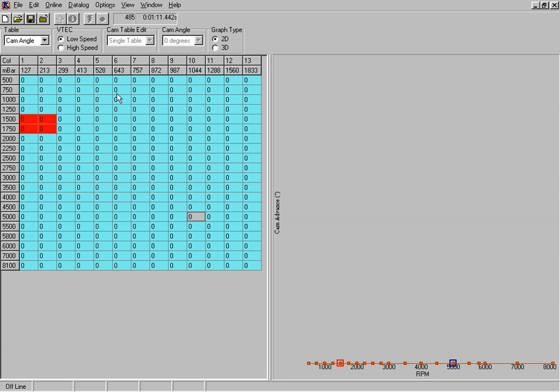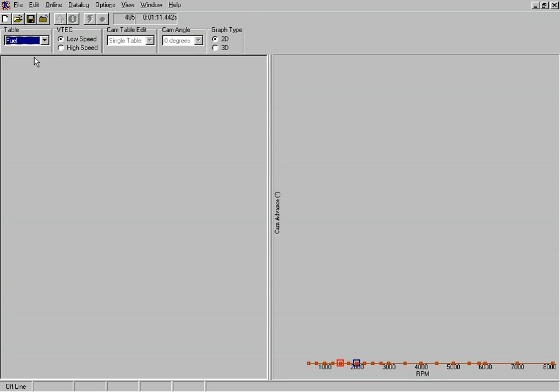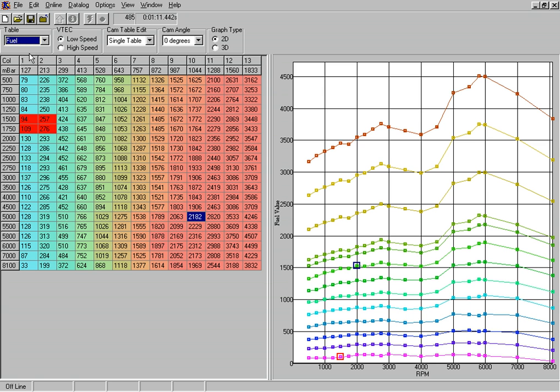Okay, the VTEC is set to 7,000 RPM. Cam angle everywhere is set to 0, and we've done a dyno run. What do we need to aim for?